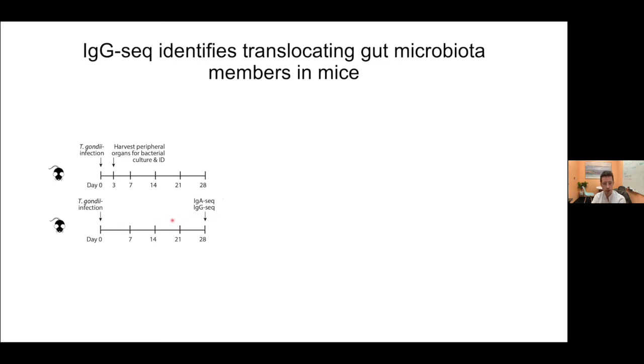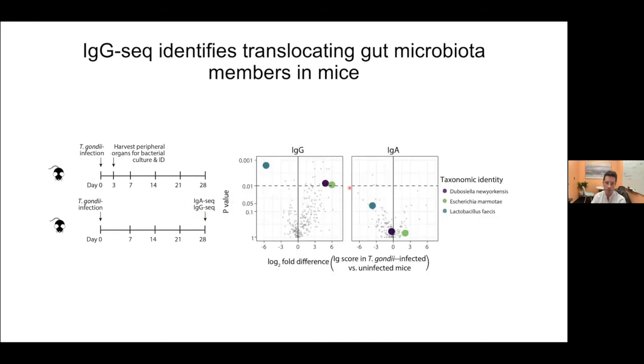And then we allowed the immunoglobulin repertoire to form and performed IgA and IgG-seq to quantify the IgA and IgG titers against all gut bugs. And we found that when we compare IgG scores in toxo-infected mice to uninfected mice, the bugs that translocate reproducibly, shown in these colors, seem to have very different IgG scores in infected mice versus uninfected mice. So as a function of barrier breach. Whereas if we look at IgA, IgA was not able to identify the bugs that had translocated like IgG was. So we find heightened IgG against bugs that had translocated.